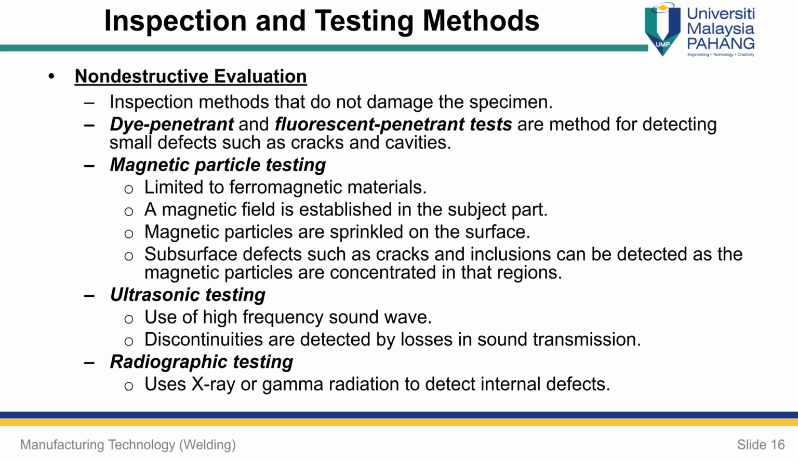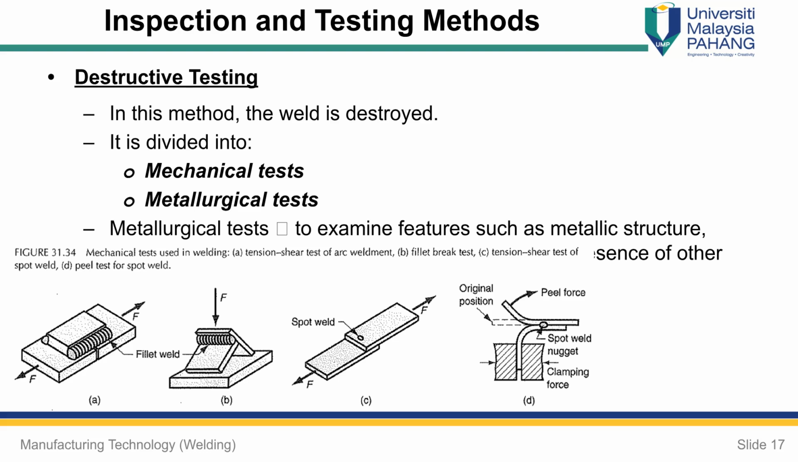Non-destructive evaluation methods do not damage the specimen. These include dye-penetrant and fluorescent-penetrant tests for small surface defects, and magnetic particle testing for subsurface defects in ferromagnetic materials. Other non-destructive evaluation methods include ultrasonic testing, which uses high-frequency sound waves to detect discontinuities, and radiographic testing, which utilizes X-ray or gamma radiation to find internal defects.